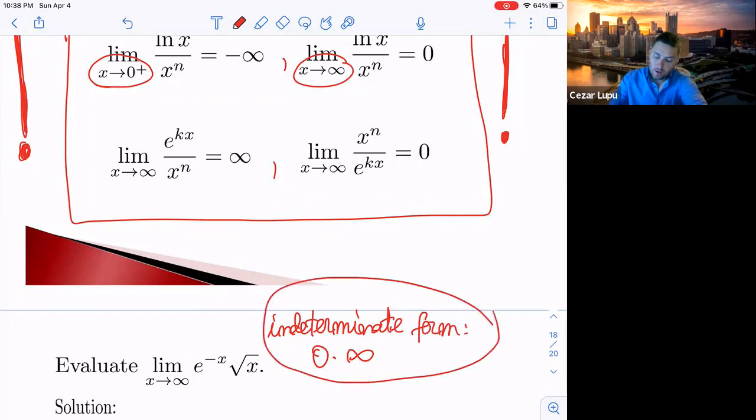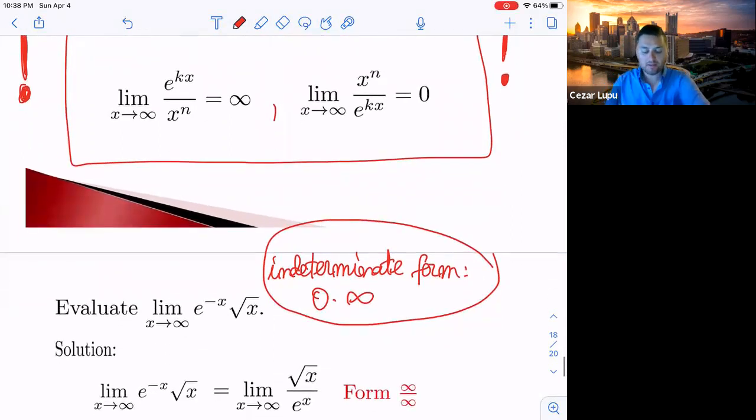Great, no problem. Maybe we can rewrite this in a certain way so that it looks nicer. And yes, we can, because e to the power negative x is 1 over e to the x. So we can say that the limit as x approaches infinity of e to the negative x times square root of x is nothing else than the ratio between square root of x and e to the power x. Beautiful. Now as x approaches infinity, clearly on the top we have infinity, on the bottom we have infinity. We're in the best position to apply the L'Hopital rule.